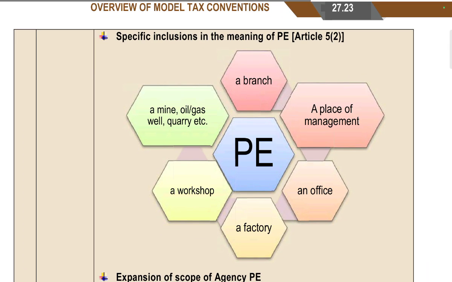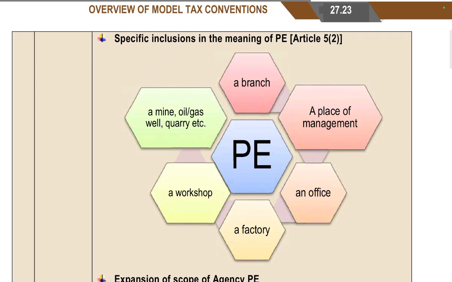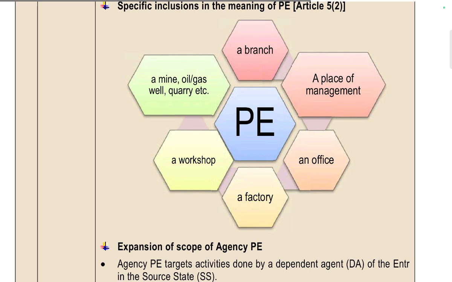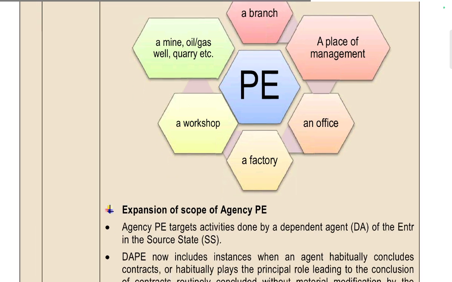Specific inclusions for the meaning of PE, Article 5.2. A permanent establishment includes a place of management, a branch, an office, a factory, a workshop, a mine, an oil or gas well, or a quarry.